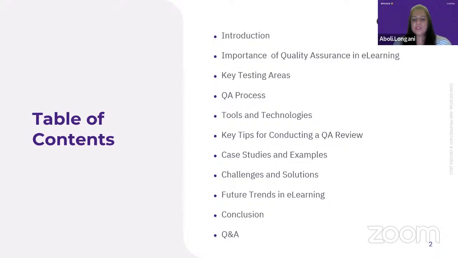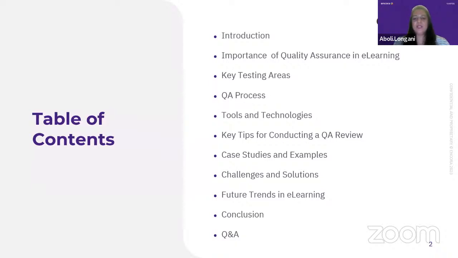Next, we will go through step-by-step processes for conducting QA in e-learning. This will detail each phase from planning to execution and lastly the review phase. We will also look at various tools and technologies. This includes different software and methodologies that help to streamline the processes, much like how a chef uses specific tools to prepare a dish. That's what we will look at in tools and technologies.